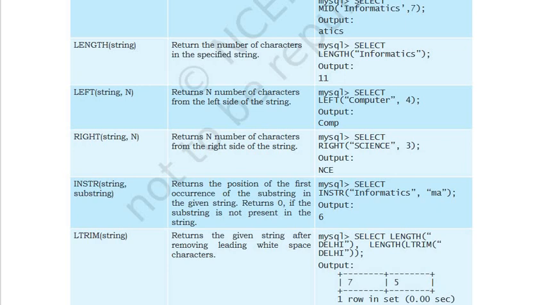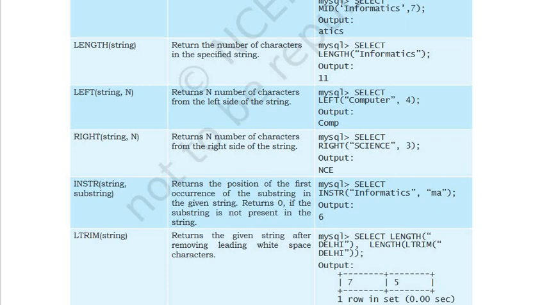LTRIM, trim is removing the spaces. LTRIM is removing leading white spaces, on the left side. So look at this query. Select length Delhi. Delhi is placed within double quotations. You just give some 2-3 spaces and then Delhi.